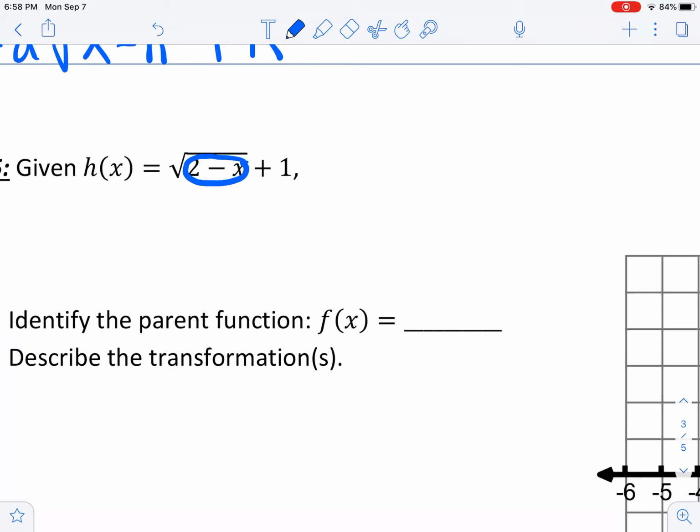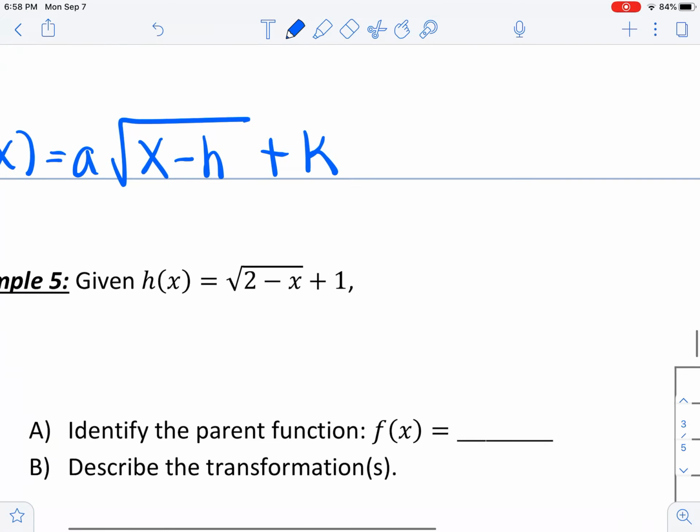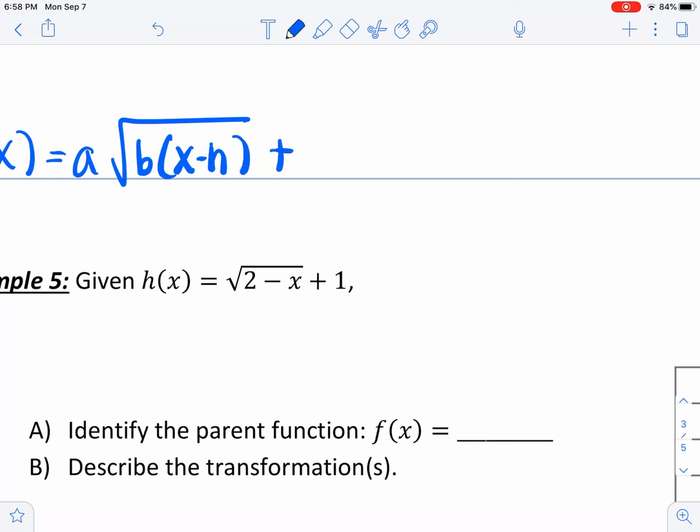Okay, the x usually comes first. And actually, let me rewrite this here. I'm going to do b times x minus h plus k. Why? Because this can be a horizontal stretch or compression here, right? Okay, so let's reorder this. We have h of x equals square root of negative x plus 2 plus 1.